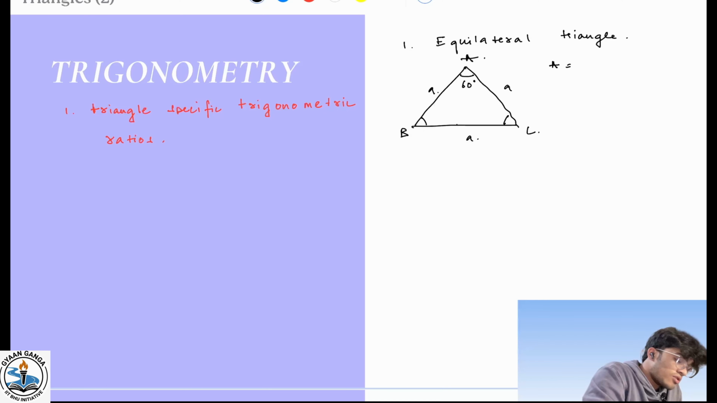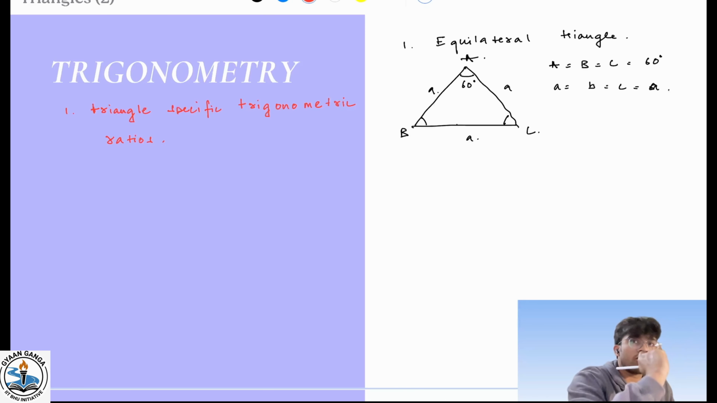So angle A is equal to B is equal to C is equal to 60 degree, and similarly side a is equal to b is equal to c is equal to some value A. So the first angle that is very frequently observed in case of triangles is 60 degree or pi by 3. This equivalence of pi by 3 and 60 degree has been derived in the earlier videos.